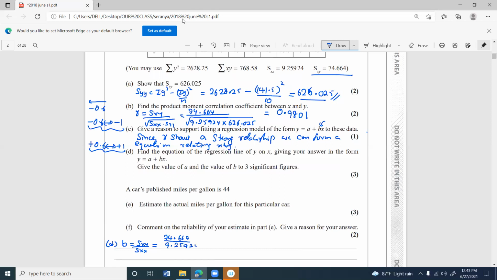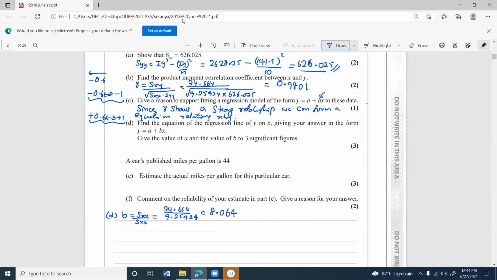9.25924. So you can get this answer: 74.664 divided by 9.25924. That value becomes 8.064. Right. Then we can get the answer for y-intercept a.